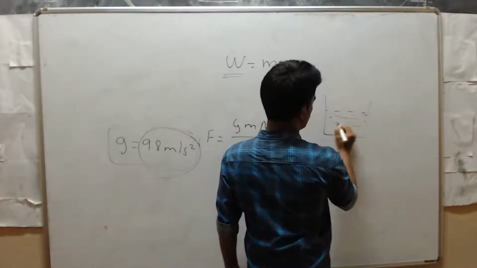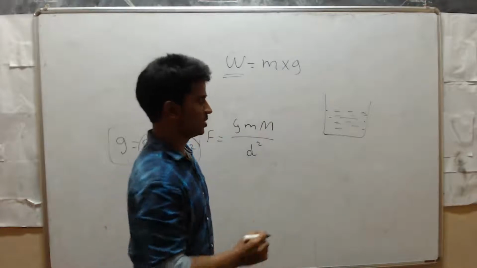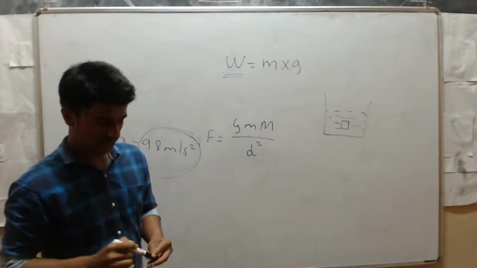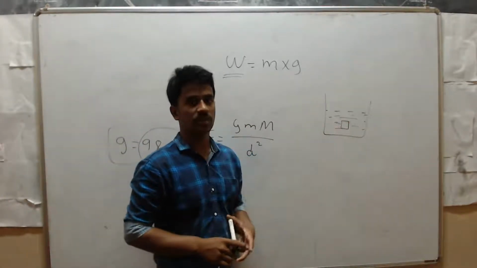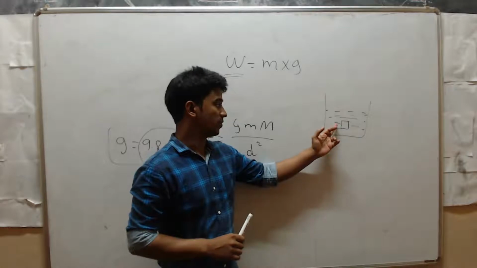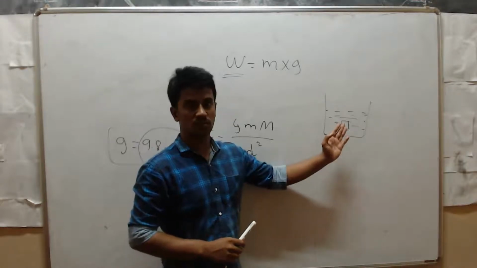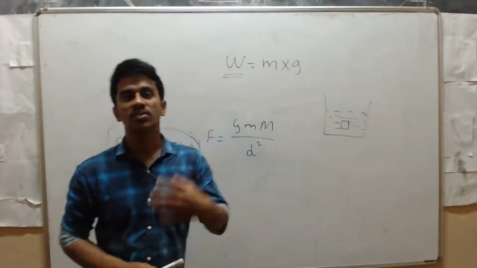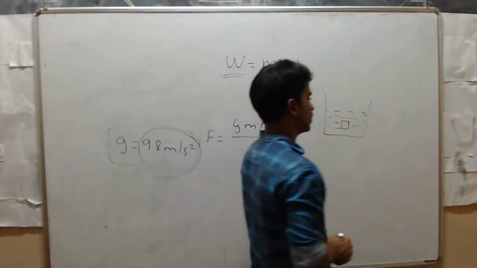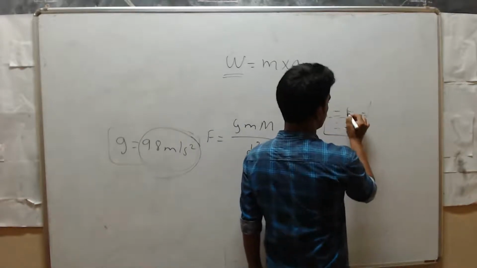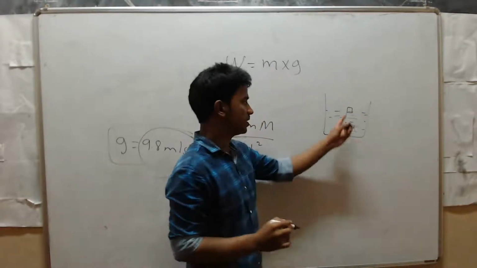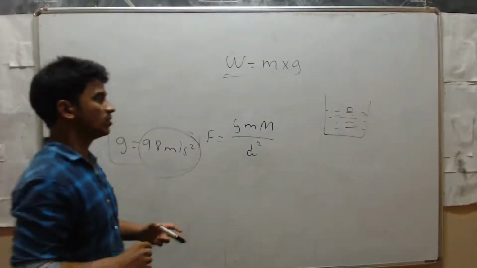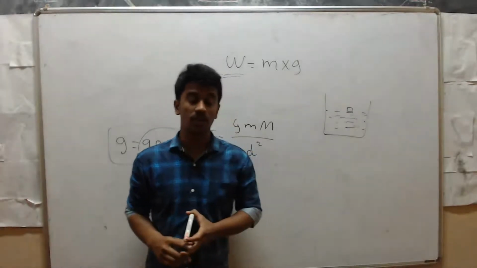Okay, see, one is density. For example, here I keep an object here. Suppose it is sinking, which means the weight of this object is greater than the buoyancy force, or the density of this object is greater than the density of this fluid. Then it will sink. Okay, if one object floats here, then we can say that the density of that object is less than the density of the fluid, then it will float.